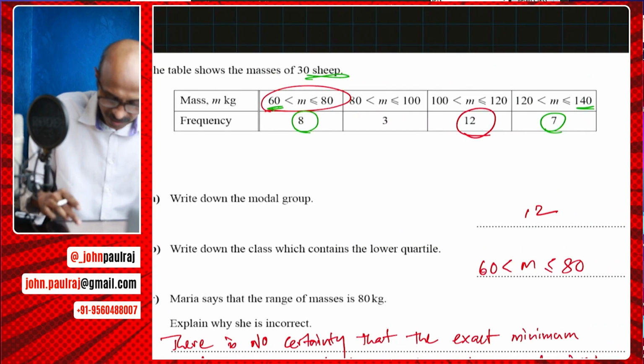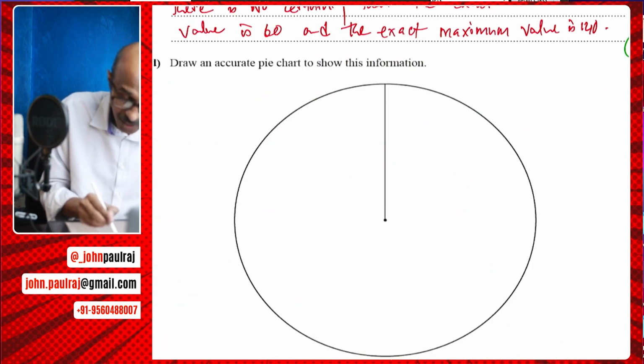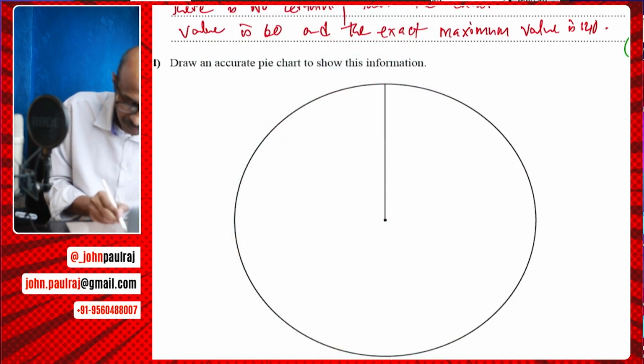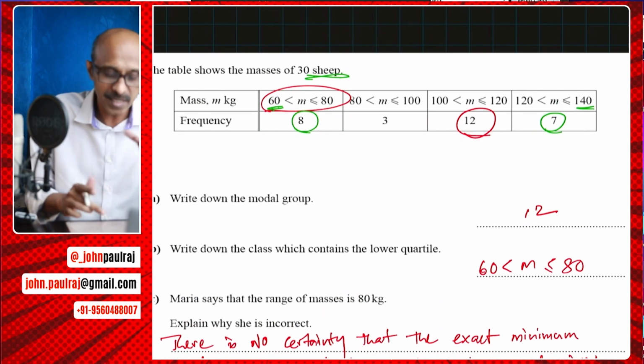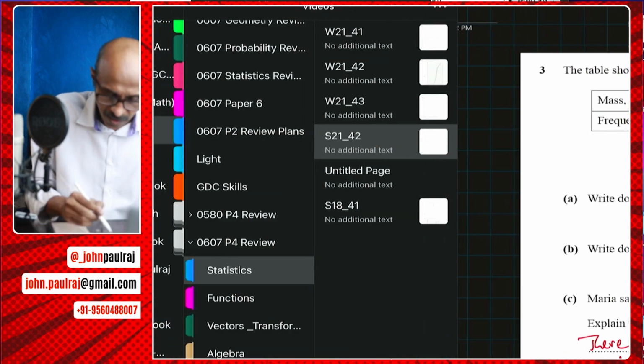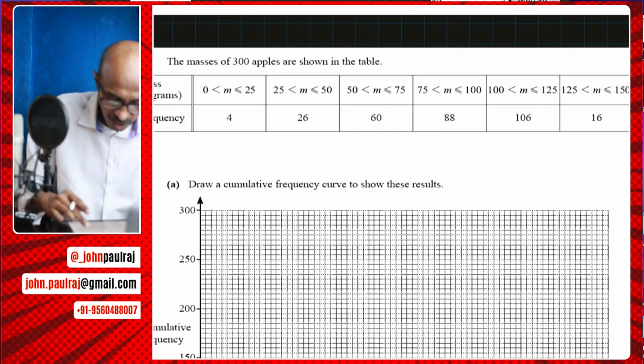Okay. Where was that? There's a pie chart question there. And it says an accurate pie chart. Can you see this? Accurate. Now, many of you know that you just divide the frequency, but give me a sec. I'll come to that pie chart in a bit.